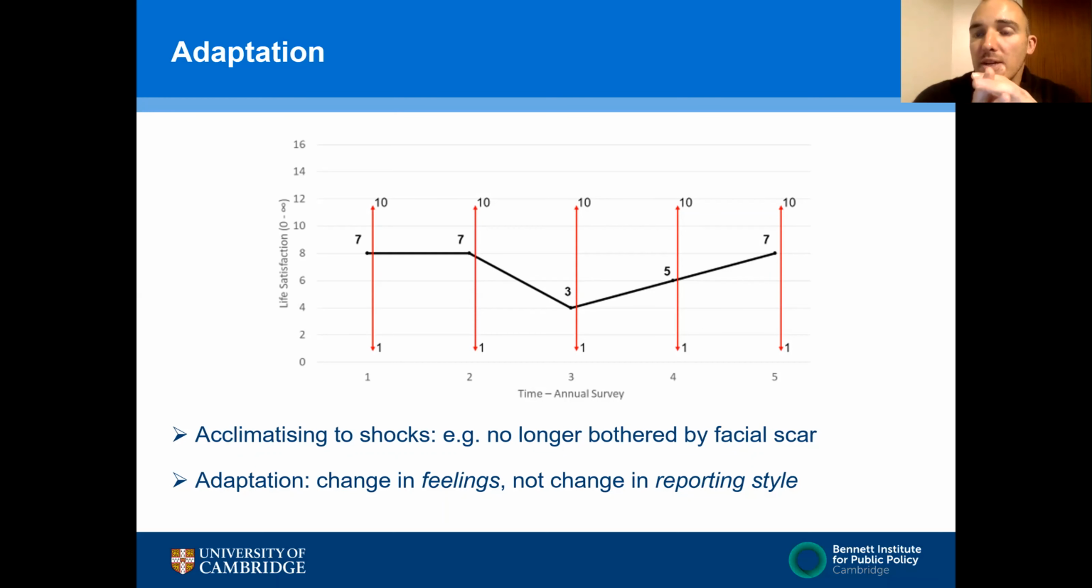And strangers on the street might still occasionally have a reaction, but it doesn't bother this person anymore. And so over the next 2 waves of the survey, their life satisfaction is rising, and so is their scale response. And in this case, the scale response actually tracks effectively that change. So the key point here is that adaptation is a change in feelings, not a change in your reporting style. Scale norming is a change in your reporting style, not a change in your feelings.